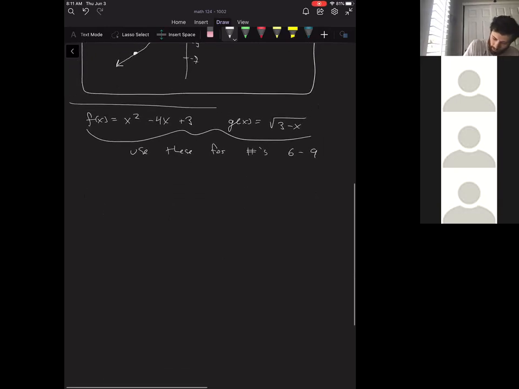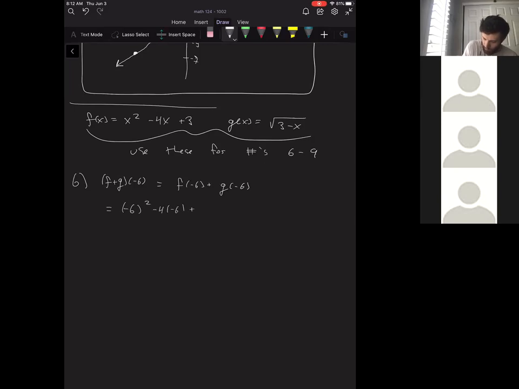All right, so for number 6, what we want to find is f plus g of minus 6. If you remember, what this actually means is we're just adding the two functions together. So this is going to be f of minus 6 plus g of minus 6. And so we need to plug minus 6 into f, so that's going to be minus 6 squared minus 4 times minus 6 plus 3. So there's f. And now plus g of minus 6, which is just going to be square root of 3 minus minus 6.